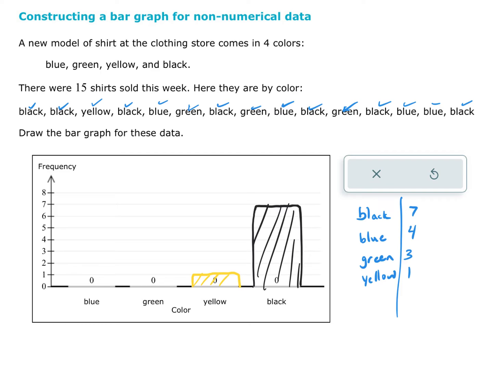So our green will be 3. 1, 2, 3. And then our blue will be 4. And there we have our bar graph. Now we really should give this bar graph a title. It doesn't already have one on it. So it was, let's see, color of shirts at clothing store, something like that.